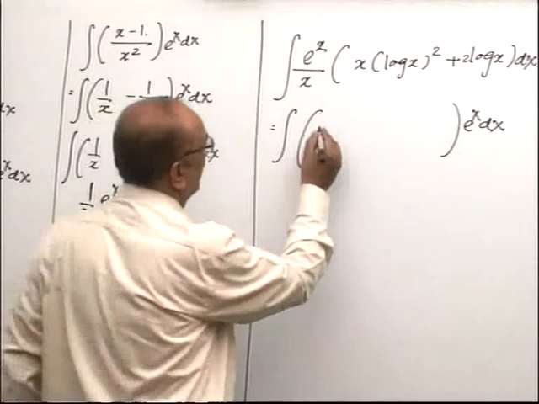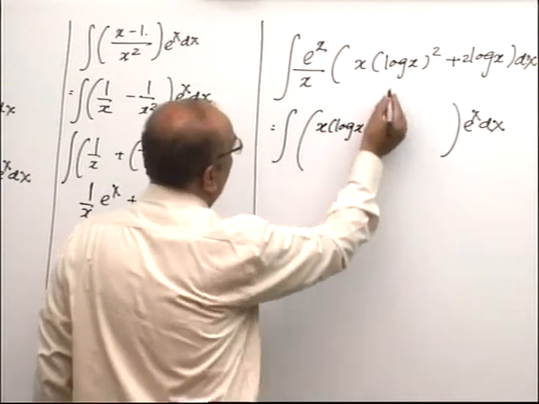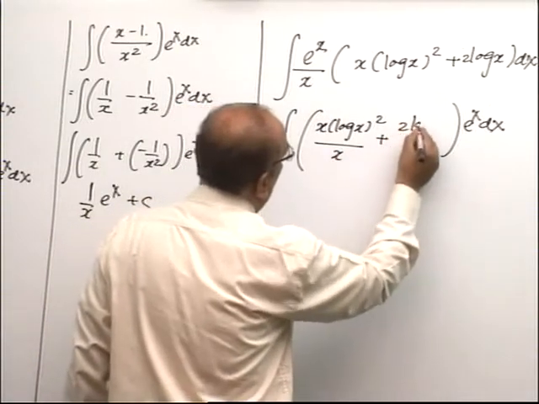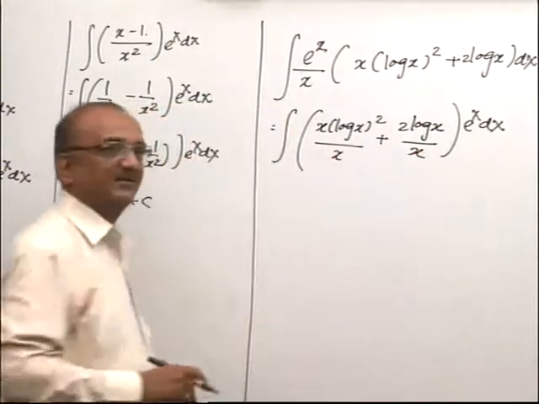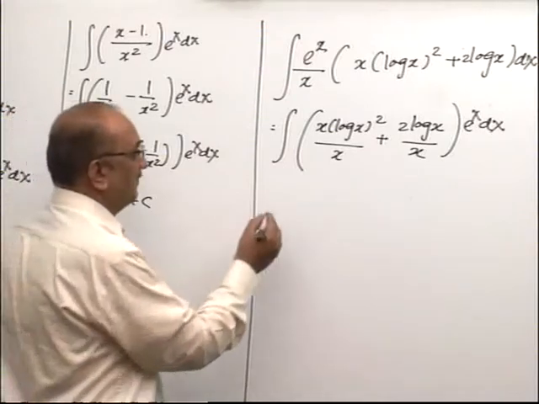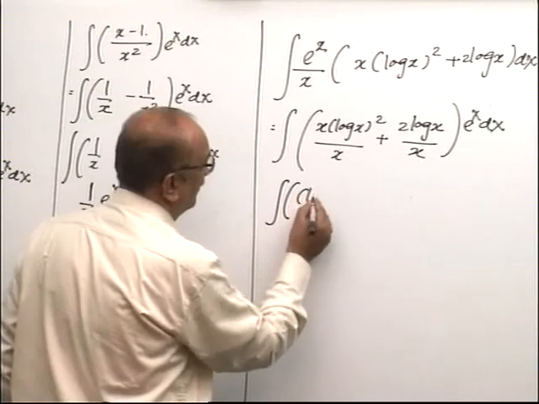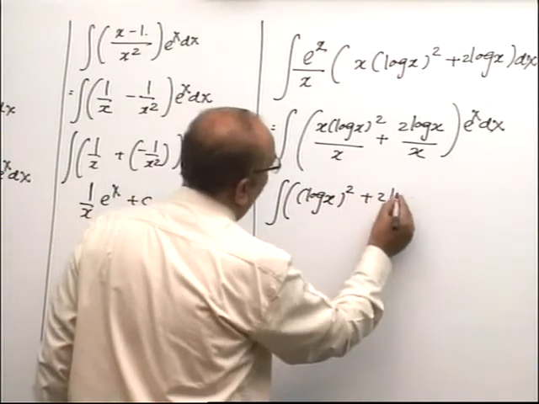What to write? x into log x square into 1/x plus 2 log x upon x. This way you can write. So what is the simplification? Integration of bracket of log x square plus 2 log x upon x.